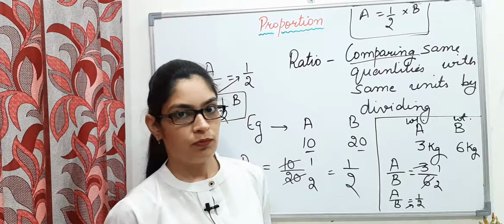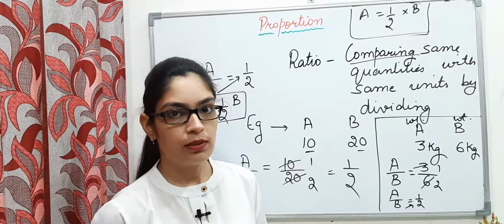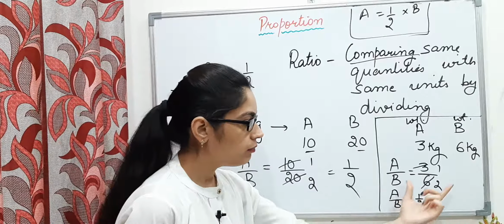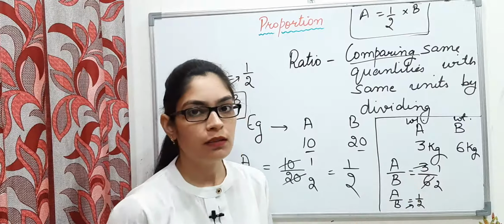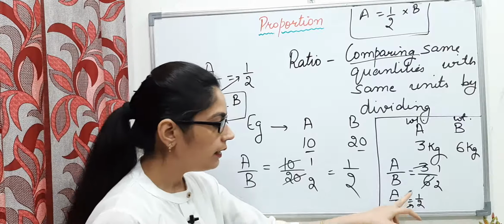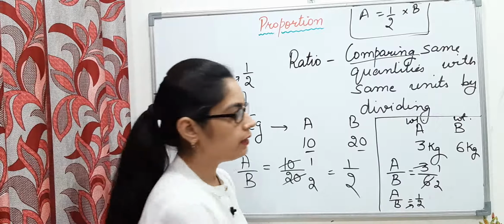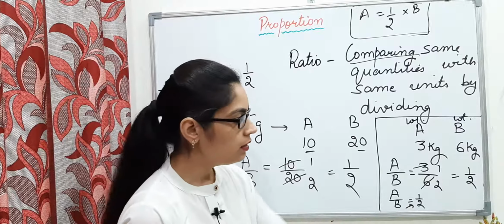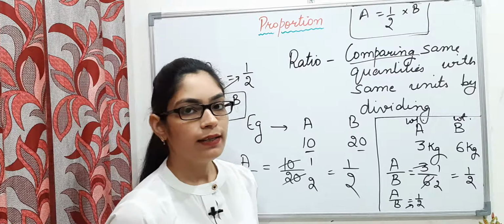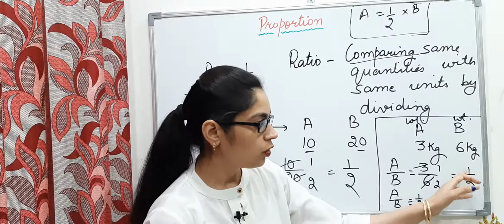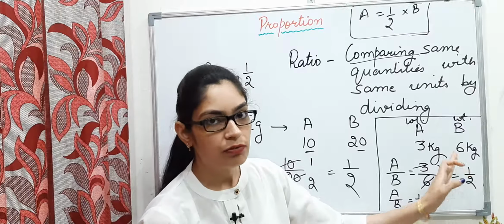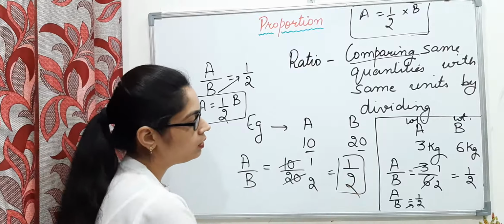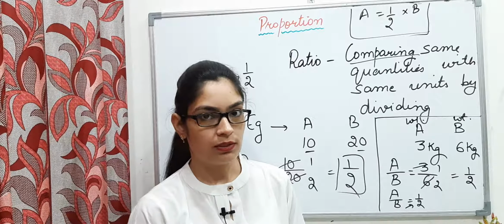Any more depth we don't have to go, only this thing you should remember, that we find ratio by dividing two quantities. Dividing we do by writing the numbers in fraction form, then we do cancellation, and we have to keep doing cancellation until the fraction is in its reduced form. See, after 1 by 2, no more cancellation is possible. Here also after 1 by 2, no more cancellation is possible.